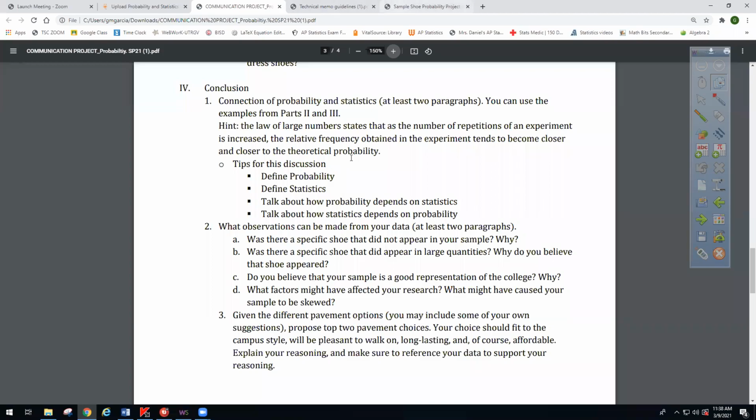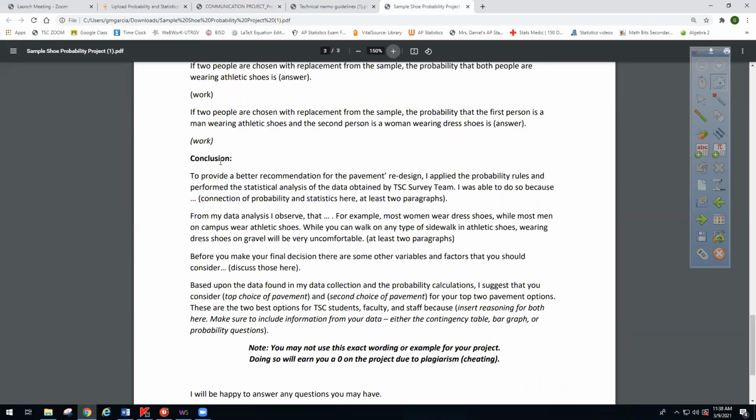Okay, so let me see what the sample shoe project says on the conclusion. Here it is. To provide a better recommendation for the payments redesign, I applied the probability rules and performed the statistical analysis of the data obtained by TSC survey team. I was able to do so because this is where you would put the connection of probability and statistics here, at least 2 paragraphs. From my data analysis, I observed that, for example, most women wear dress shoes while most men on campus wear athletic shoes.